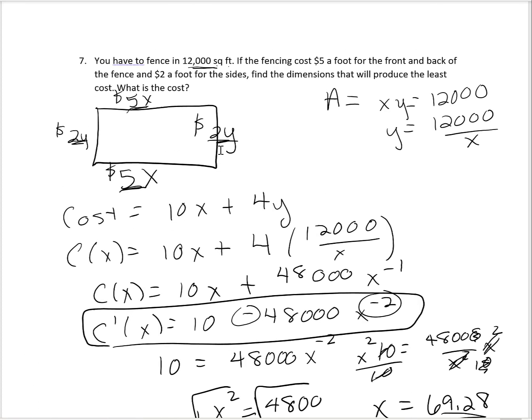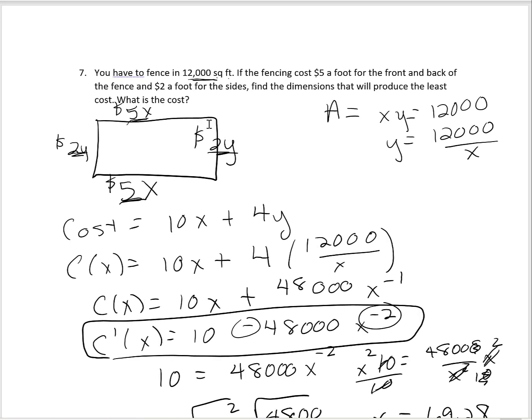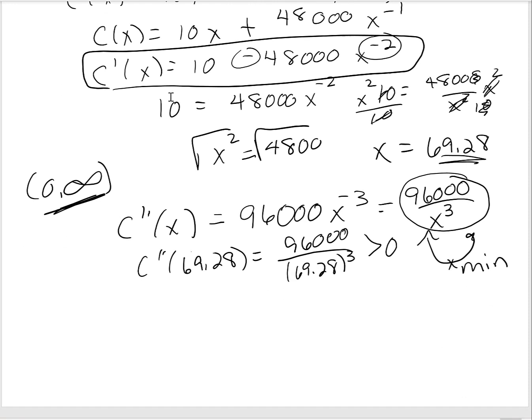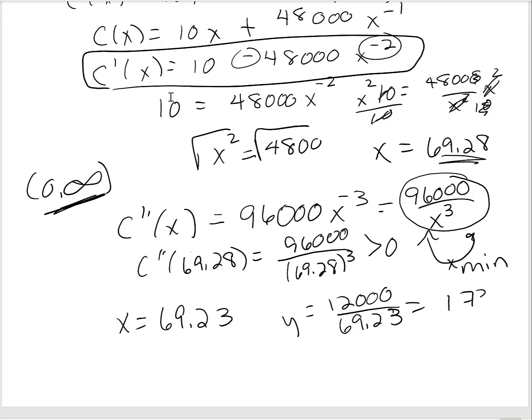So back to the original problem. It says find the dimensions. Okay, so we know x is 69.28. Y is 12,000 over x, which was 69.28. That says 173.33. So our dimensions would be 69.28 feet by 173.33 feet.